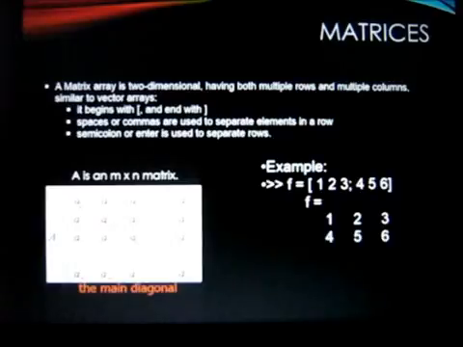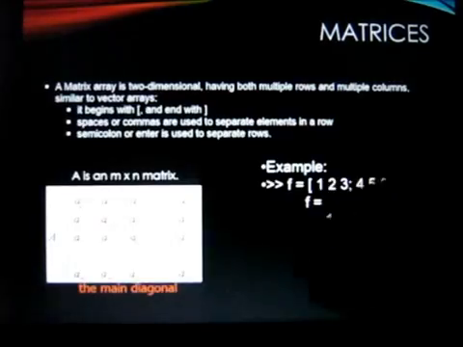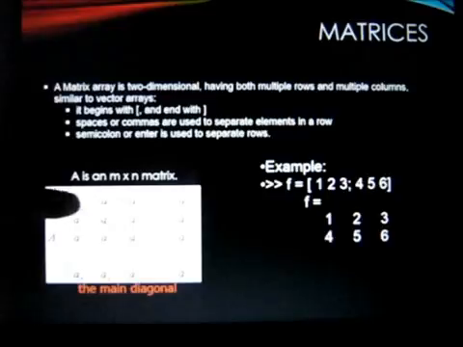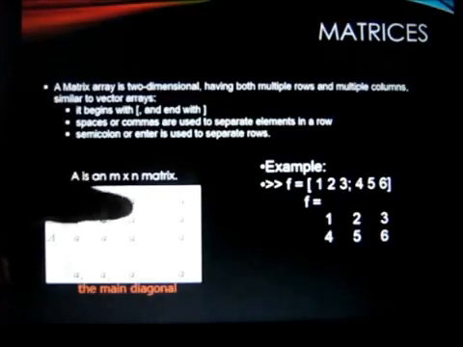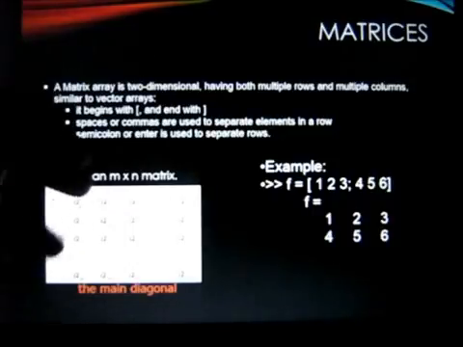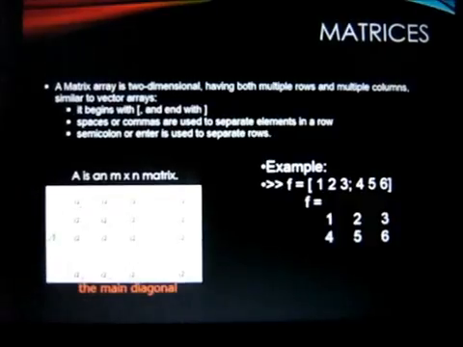Now how will you input these numbers? Just remember the basic thing. For inputting a row, we need to write 1 space 2 space 3, and when you want to end the line and move to the next line, then we need a terminator. So if you want your matrix to be like this, you need to write 1 2 3 semicolon 4 5 6, and it will come down to the next line. In this way we can input any number of 2D matrix arrays.